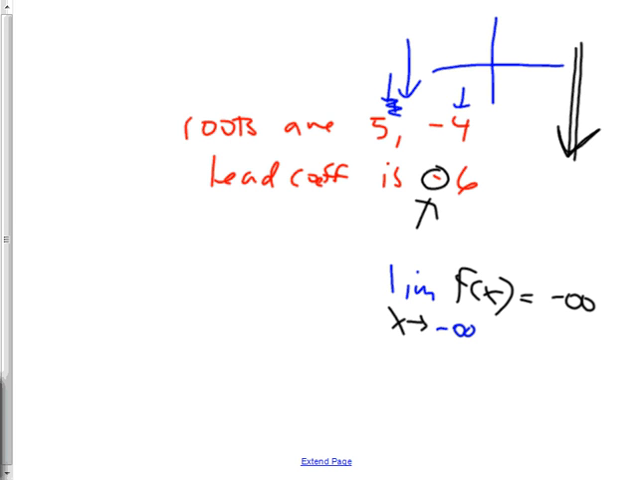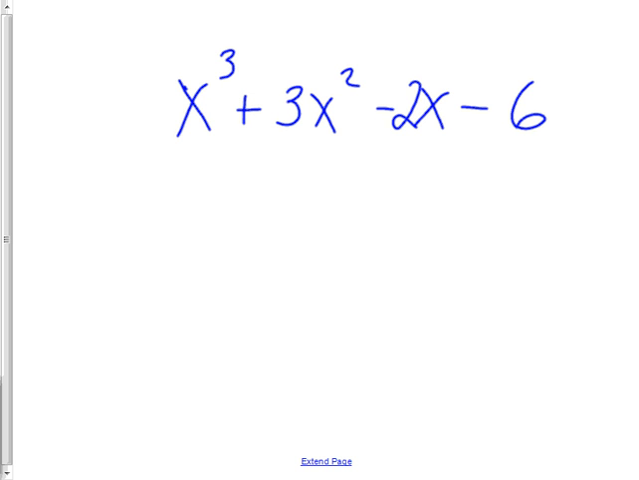All right, so we've talked about limits enough. We've talked about synthetic briefly. I think it'd be a good idea to do synthetic to solve this. x to the third plus 3x squared minus 2x minus 6. And what do you need to know to be able to do synthetic?